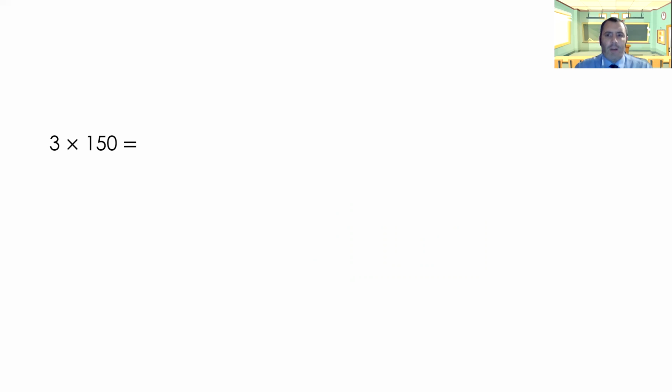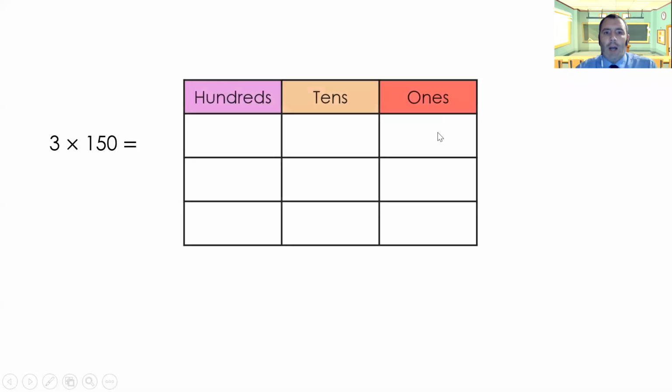So we've got 3 times 150. Have a go. Can you draw me out the place value grid that should be for this question? Pause the video here and have a go. Okay, here's how I've done it. I drew my grid out. I've got hundreds, tens, and ones. So I know I need 3 columns because I've got 3 digits in my big number. I also know I'm multiplying by 3, so I'm going to need 3 rows, which is what I've drawn out.